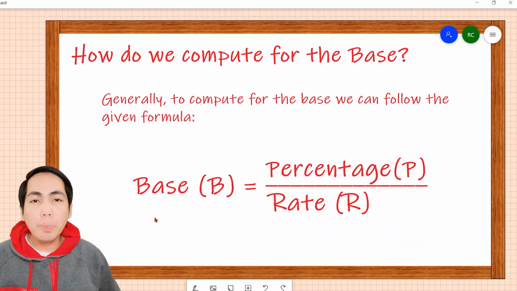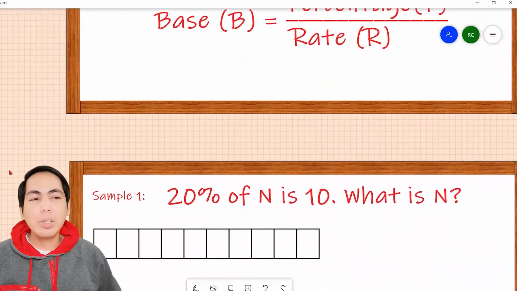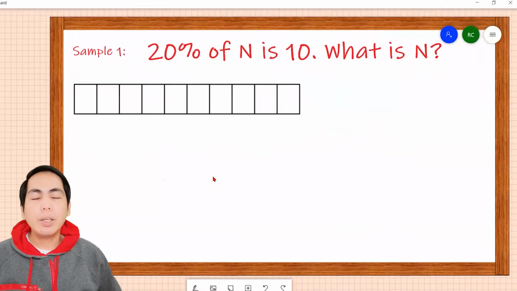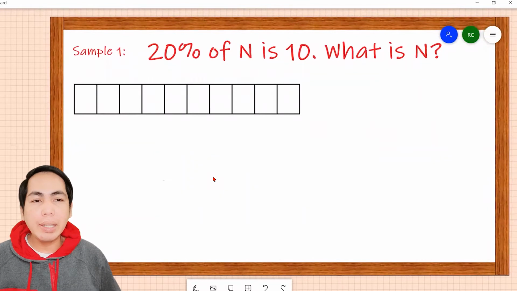Generally, to compute for the base, we can follow the given formula. Base, denoted by letter B, is equal to the percentage P over rate R, or percentage divided by the rate. So let us have examples. 20% of n is 10. What is n? So meaning to say here, n represents the base. So we are going to solve for the value of n.